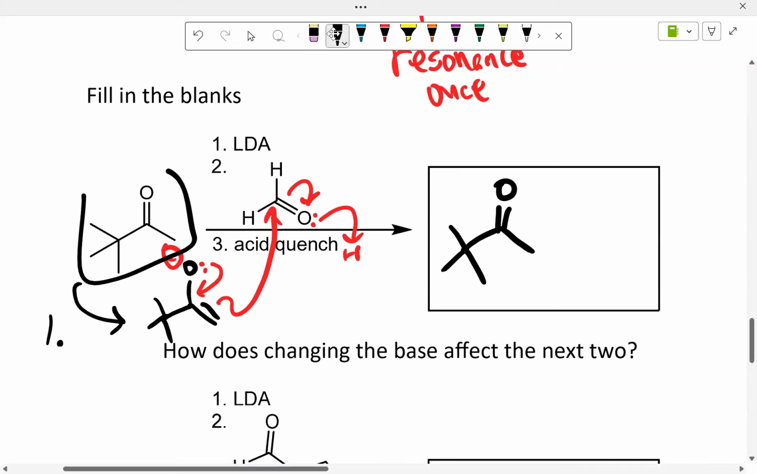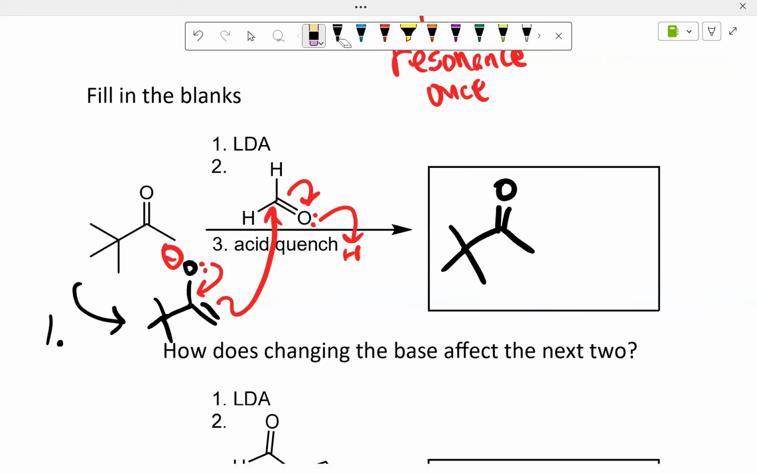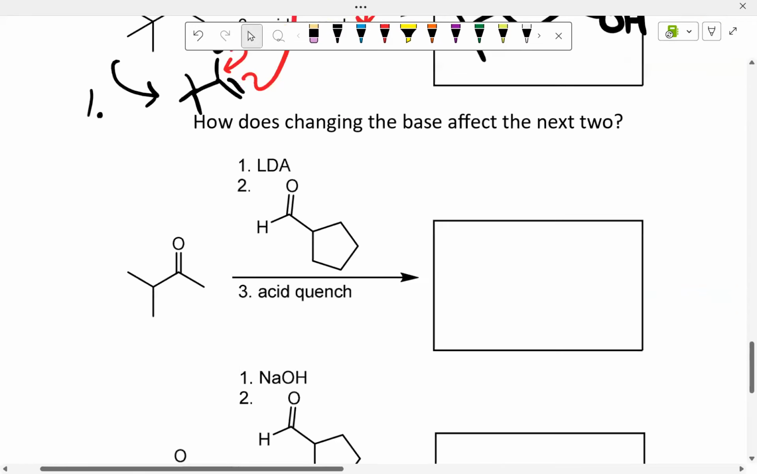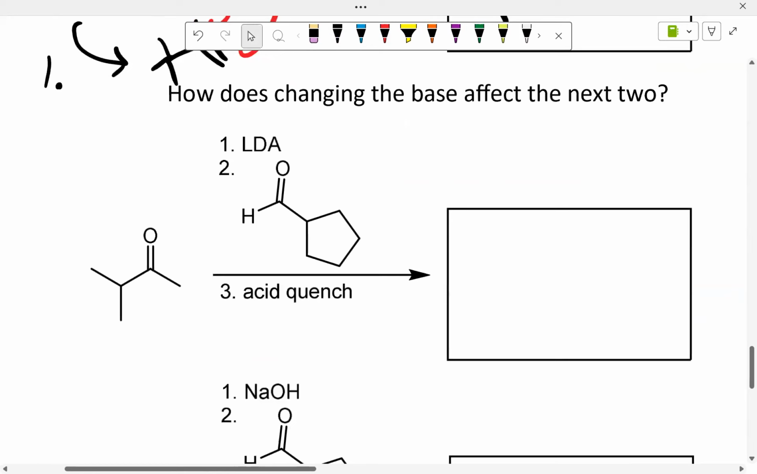So the result of all this is we still have our starting material. We added on this group to the alpha, so one more carbon, and then we have an alcohol attached to that. Next reaction, we are pretty much doing the same thing. The difference is that now we have 2 alpha protons we can take from.